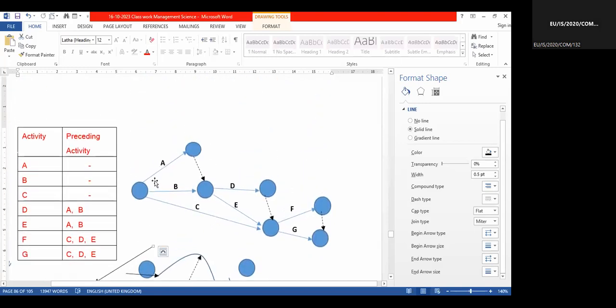Okay, now I am going to do a small exercise. Can you identify how many paths there are in this diagram? Please identify the paths, 1, 2, 3, like that. How many paths are there from the starting event to the ending event?